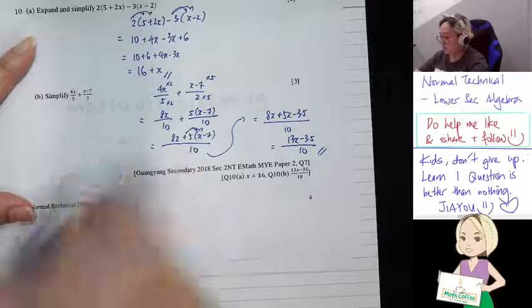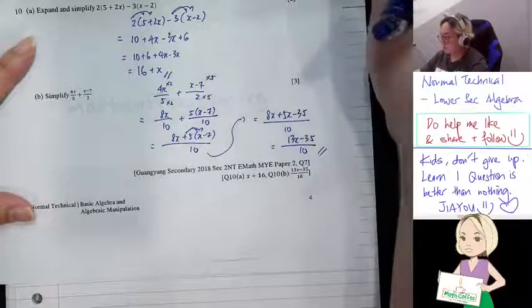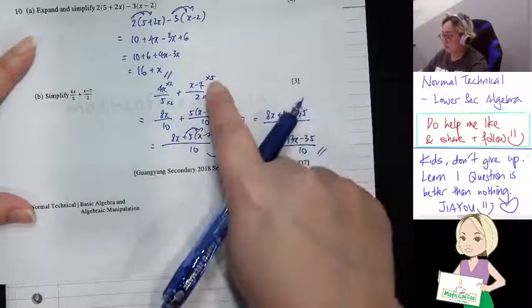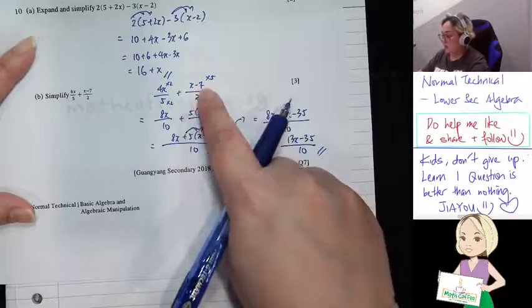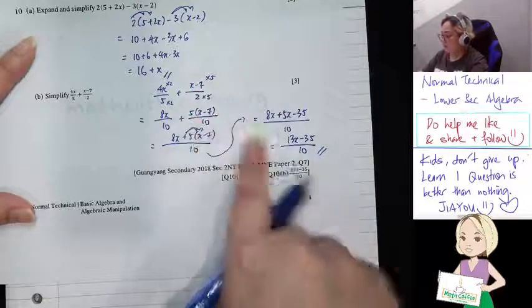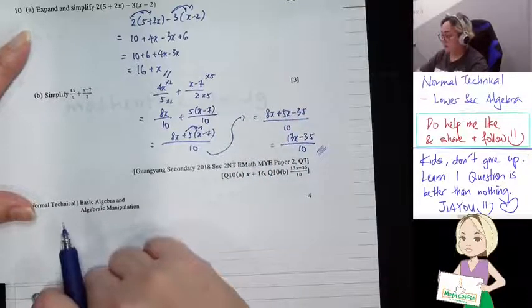Because 5 times 7, so it's 35. Sorry, times 5, 5 times x minus 7. So rainbow: 5 times x is 5x, 5 times negative 7 is negative 35. Okay?